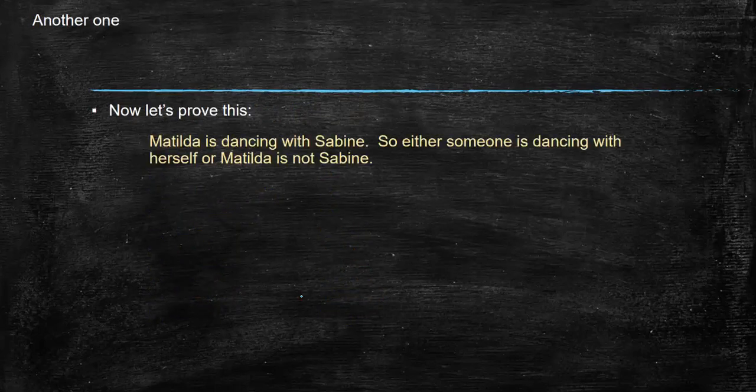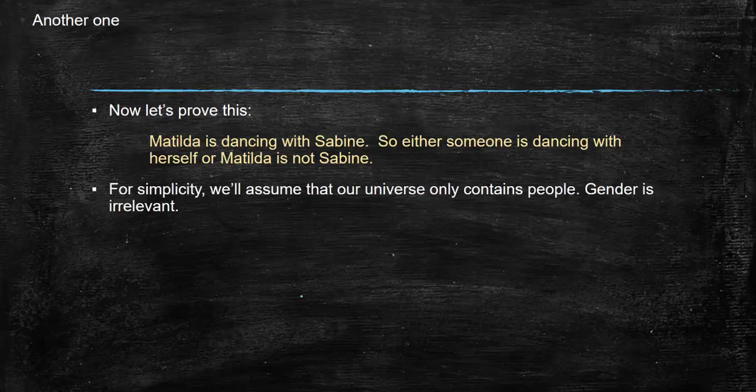Let's look at another one. Matilda is dancing with Sabine. So either someone is dancing with herself or Matilda is not Sabine. Matilda is not identical to Sabine. So Matilda is dancing with Sabine. It follows, therefore, that either someone is dancing with herself or Matilda and Sabine are not the same person.